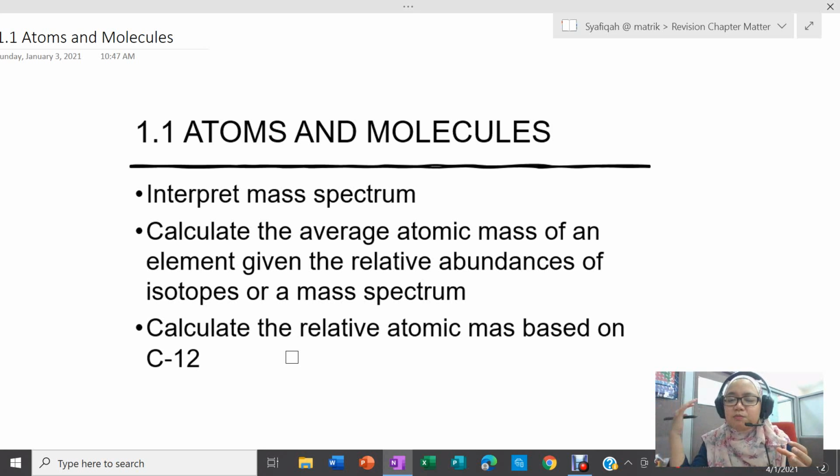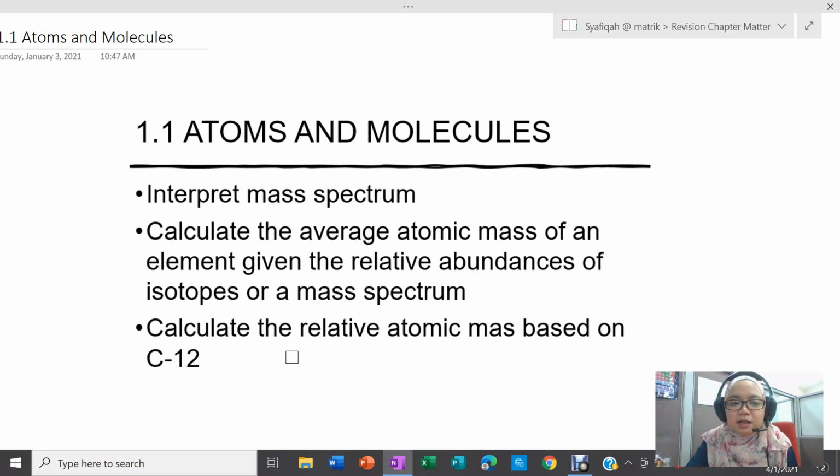But bear in mind that the formula used for this subtopic is only the one formula that you know. The average atomic mass is equal to ΣQI over ΣQ, maksudnya total Q times mass divided by total Q. We are going to do that after this.